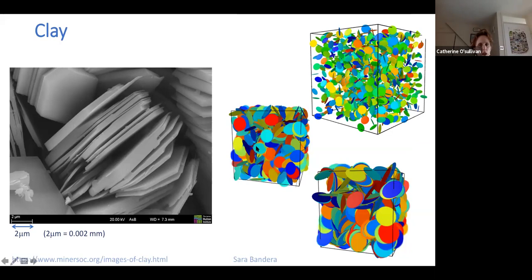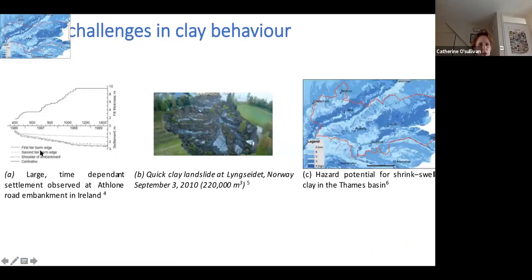And what we have been trying to do in some of my research is look at using molecular dynamics to better understand the fundamentals of clay behavior. And I just brought these pictures in to give you an indication of the kind of challenges that we have when we're talking about clay.